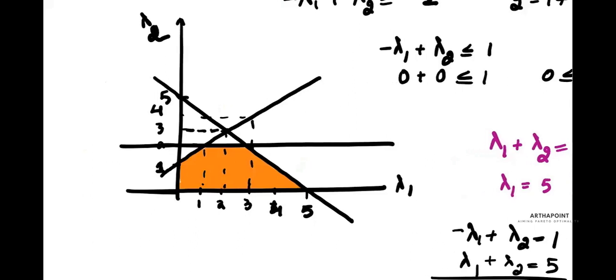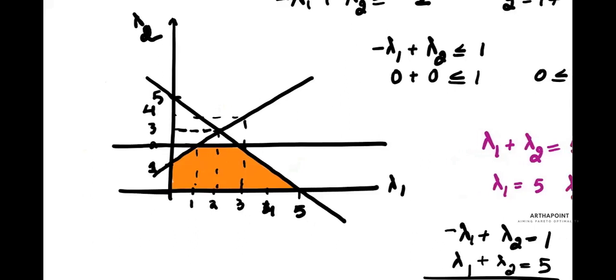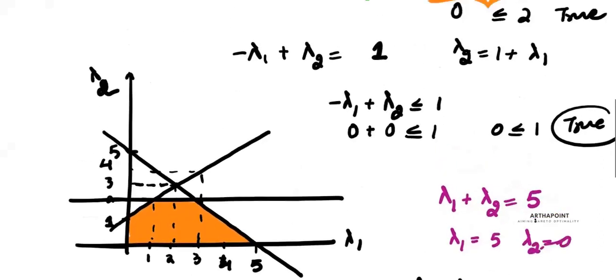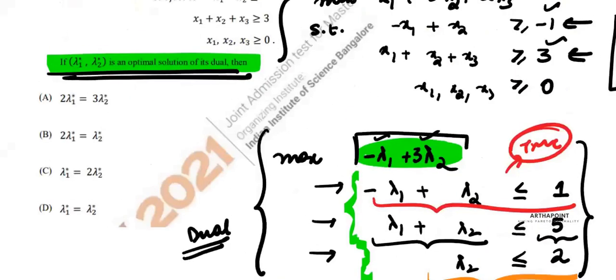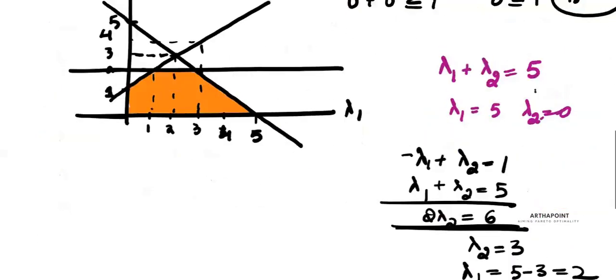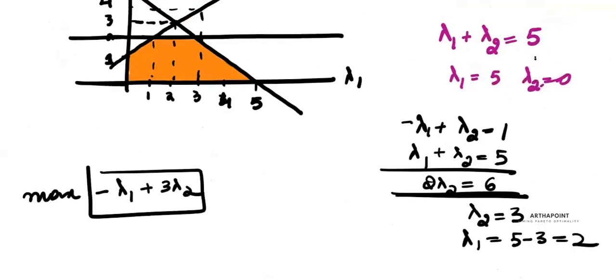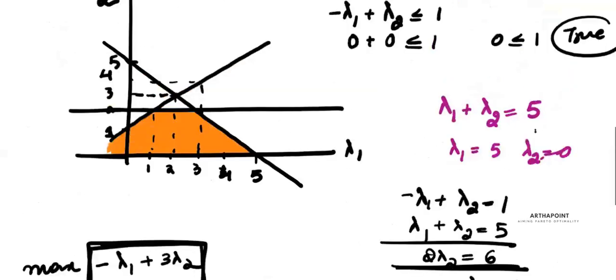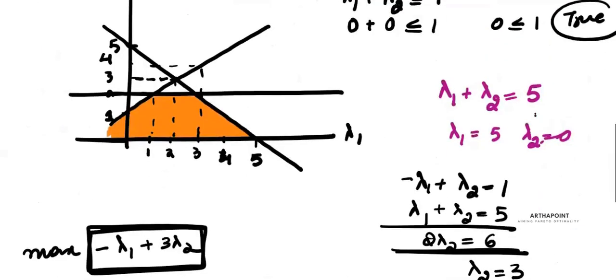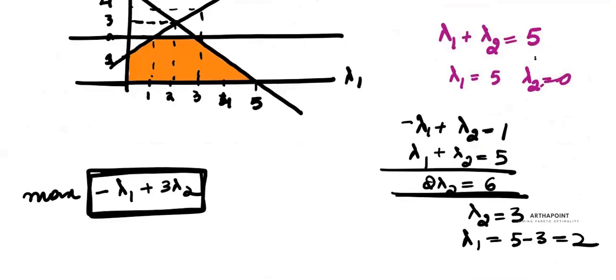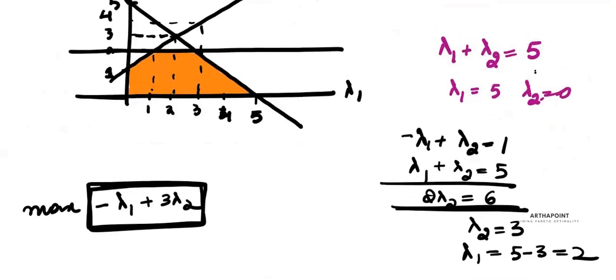So now what you will do is, because you have to maximize minus lambda 1 plus 3 lambda 2, that's what I'm going to maximize. Now I will see where this is getting maximum. I have a lot of points with me. All these points are towards the origin, but make sure that lambda 1 plus lambda 2 has to be greater than 0, so it can only be in the first quadrant. Now the points that I can take are these.